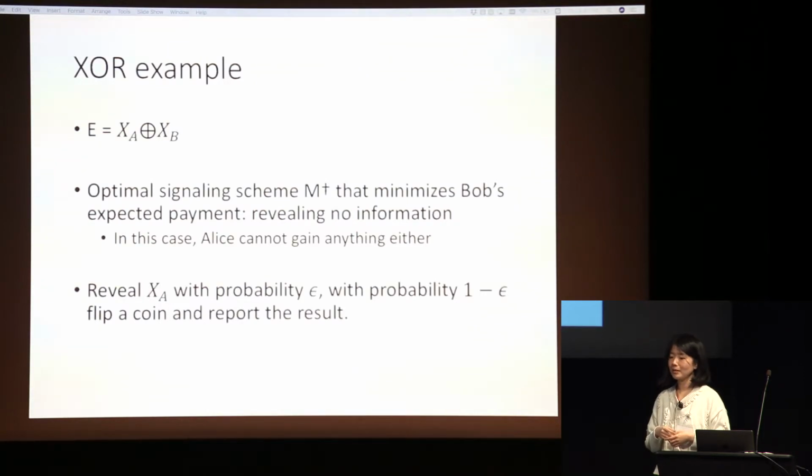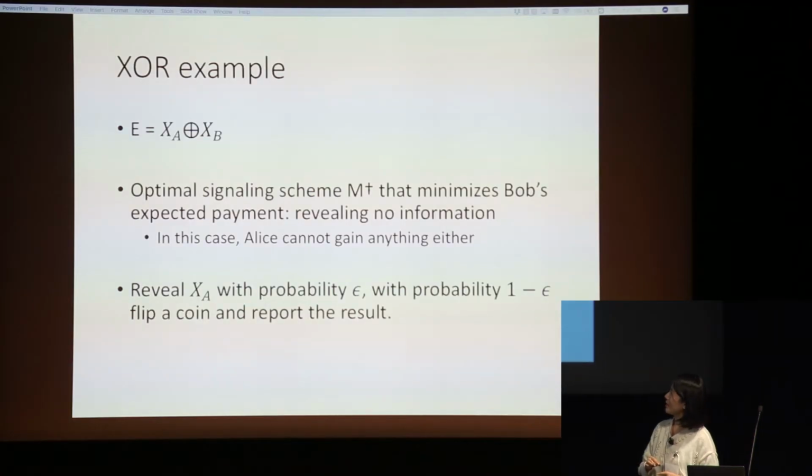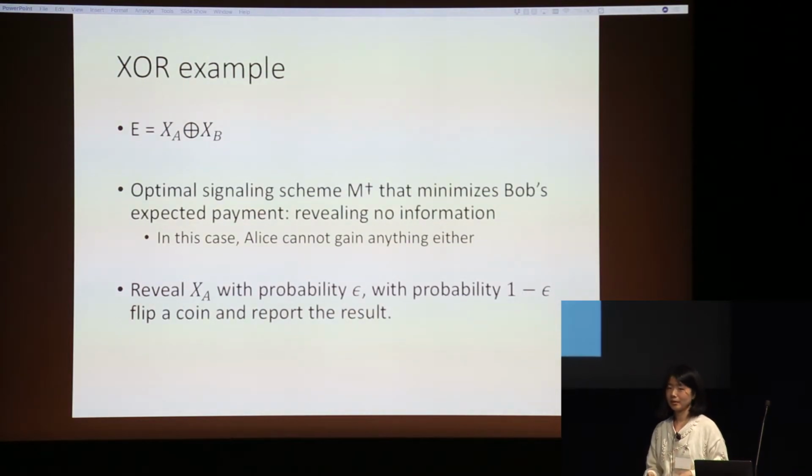And if Bob doesn't participate in the market, then Alice cannot learn anything about Bob's information. But if Alice sacrifices a little bit, like revealing the information with probability epsilon, and with probability 1 minus epsilon revealing a random result, in this case, we will show that what Alice loses is actually very small, but from this, Alice can entice Bob to participate in the market and learn everything.